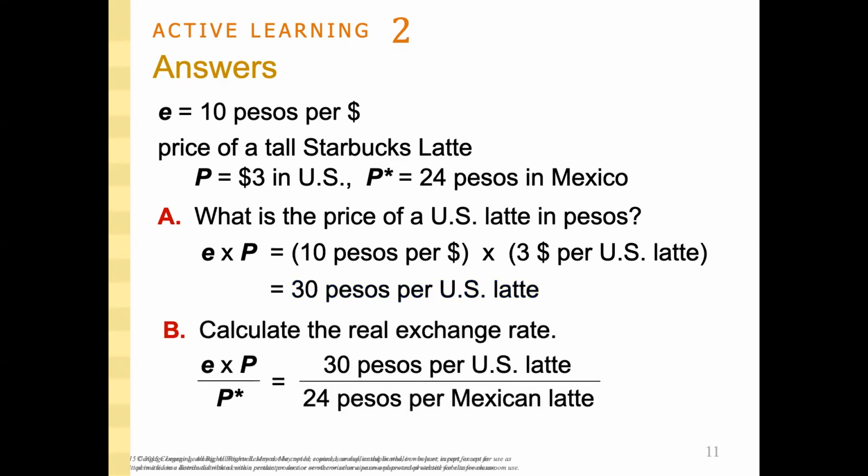Now, let's calculate what really happens. We know it's only 24 pesos per Mexican latte. So in theory, as a US customer in Mexico, we're getting a deal, right? Because it costs us 30 pesos in the United States to get that latte, but it's only going to cost us 24 in Mexico. So you get 1.25 Mexican lattes per one US latte. Just what we just figured out, right? We got kind of a deal, didn't we?